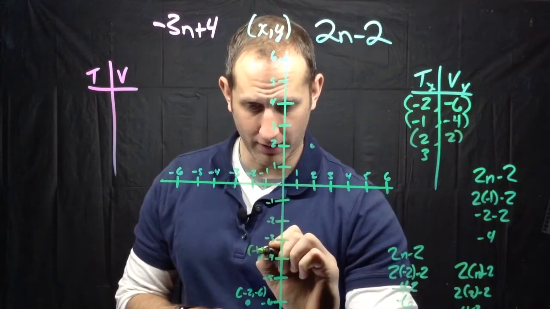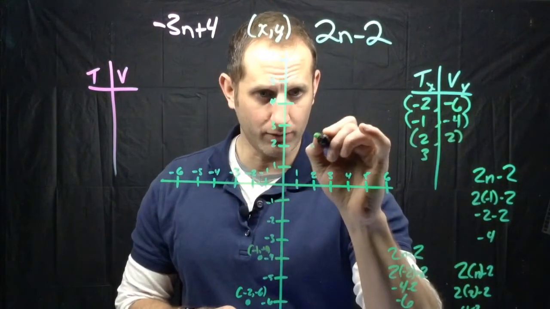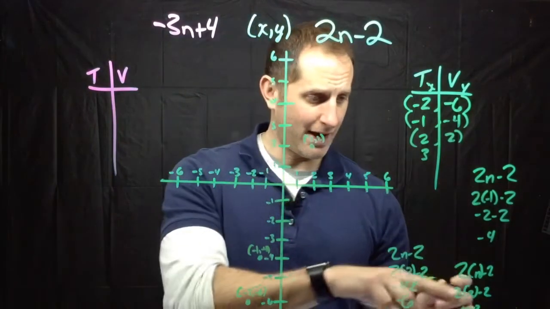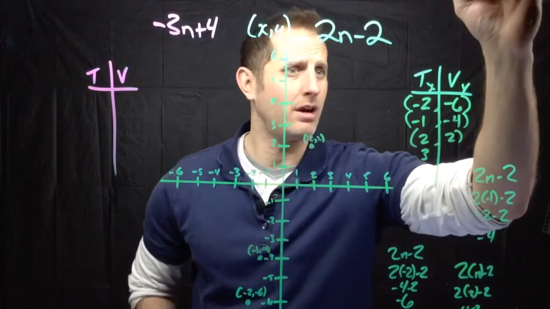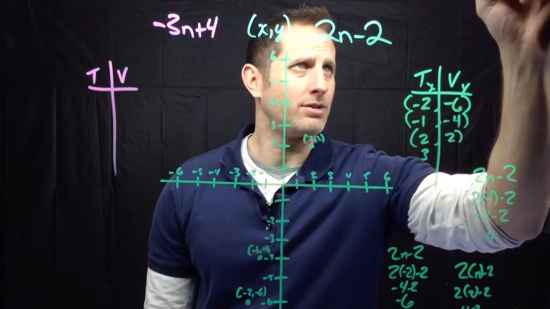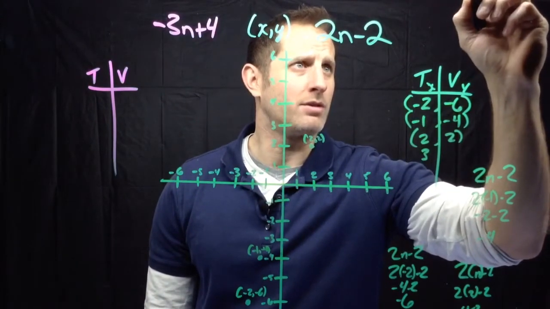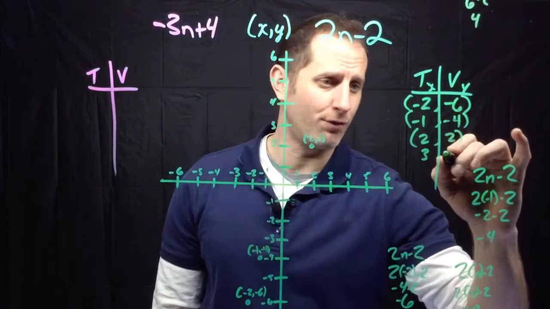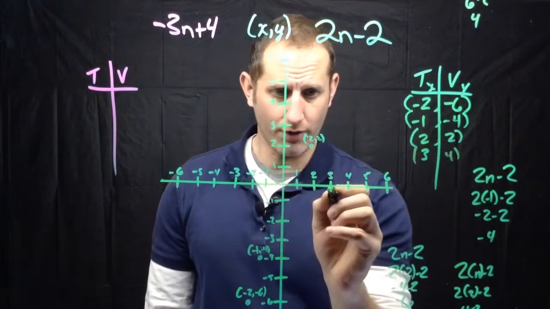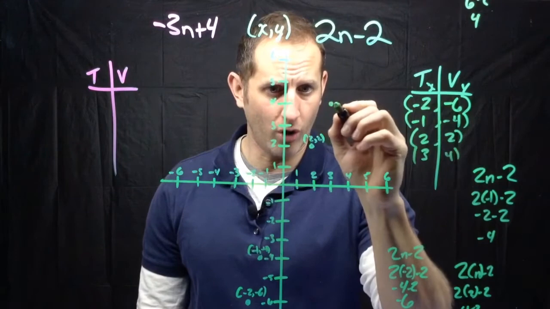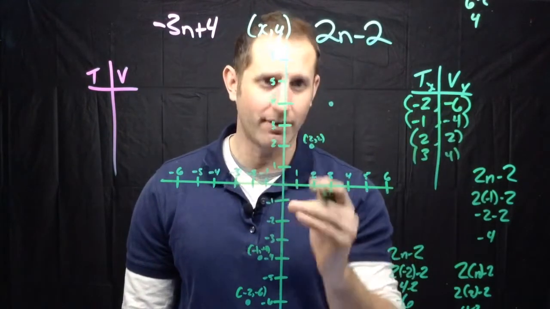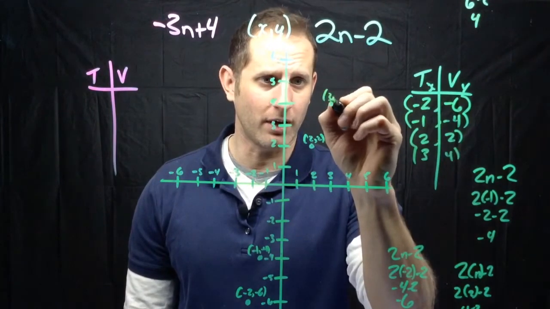Forgot to label this one: negative 1, negative 4. This one becomes 2 comma 2, and then I have my last one, which I'll do up here: 2n minus 2, 2 times 3 minus 2. 2 times 3 is 6, minus 2, a value of 4. So over 3 up 4, always remembering to go x-axis first and then y, and this will be 3 comma 4.